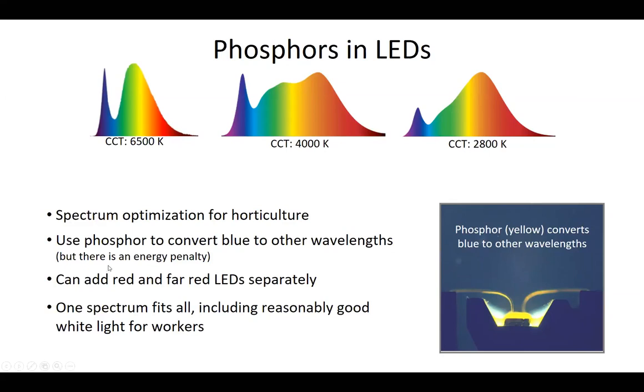This is now very popular for a lot of the horticultural lights that I'm beginning to see. You can kind of design it so you get a one spectrum fits all. And by fits all, I mean suitable spectral power distributions for all kinds of plants that you may be growing in your vertical farm or your greenhouse, and includes a reasonably good white light for workers, because I know people have complained about having workers working under purple lights too much. And there are probably a lot of different ways of managing that from a greenhouse design perspective.